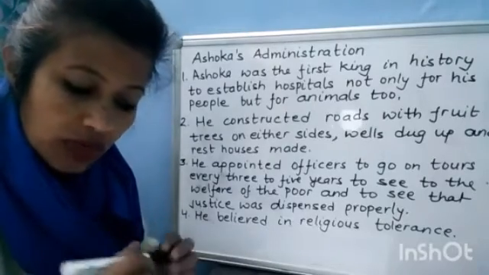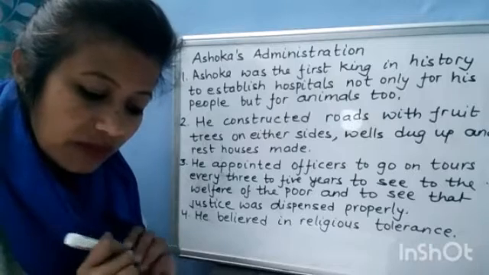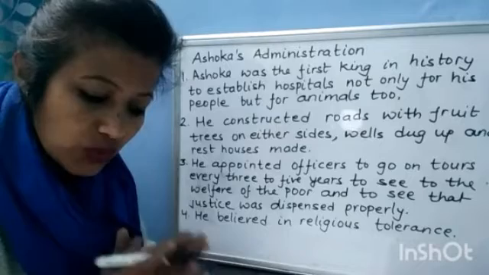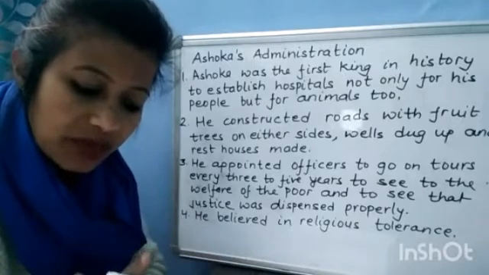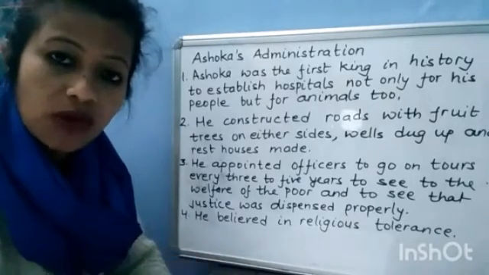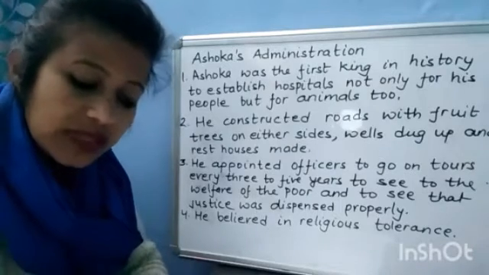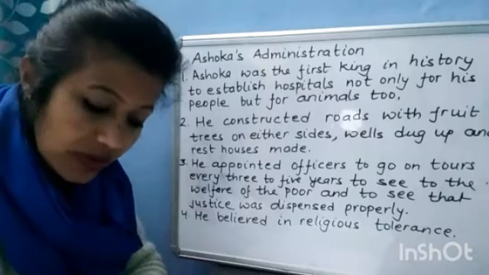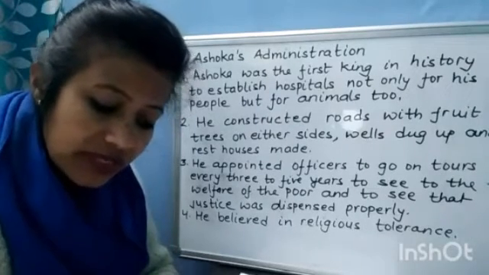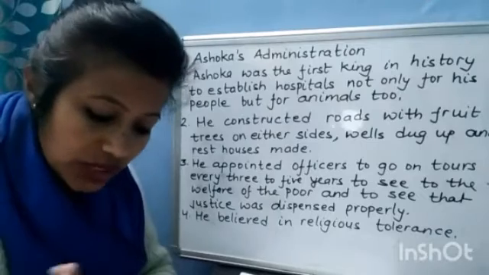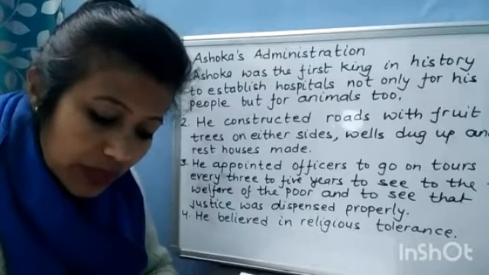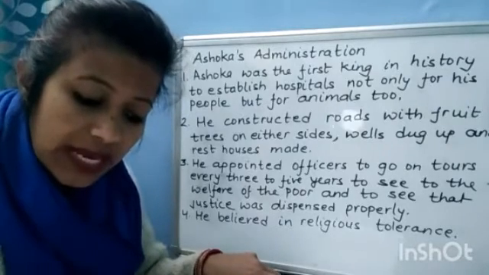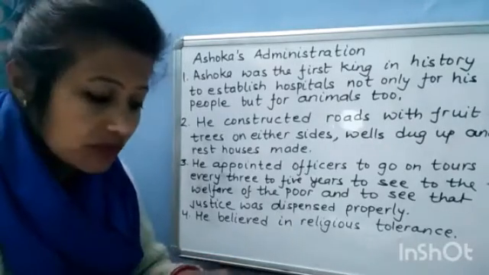Now, the end of the Mauryan Empire. Within 50 years of Ashoka's death in 232 BC, the great Mauryan Empire broke down because of the following reasons. Weak successors of Ashoka failed to cope with the administration. Mutual rivalries and competition among successors due to lack of laws of succession.